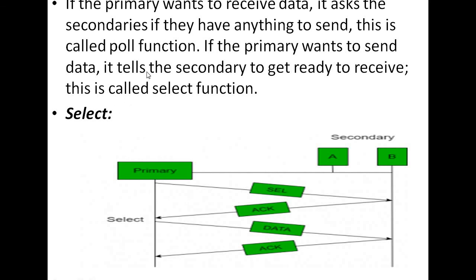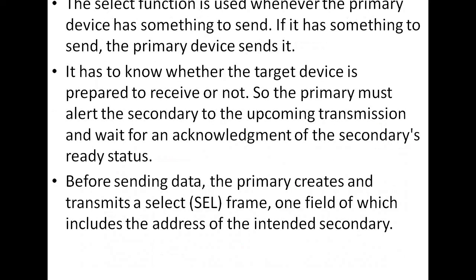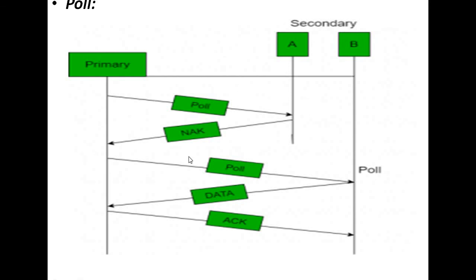So what is the working process of the pull and select command? If the primary wants to receive data, it asks the secondaries if they have anything to send. This is called the pull function. And if the primary wants to send data, it tells the secondary to get ready to receive. This is called the select function. So this is the diagrammatical representation of the working process of the select command, and this is the diagrammatical representation of the working process of the pull command. Here first the primary system pulls system A at the secondary side.